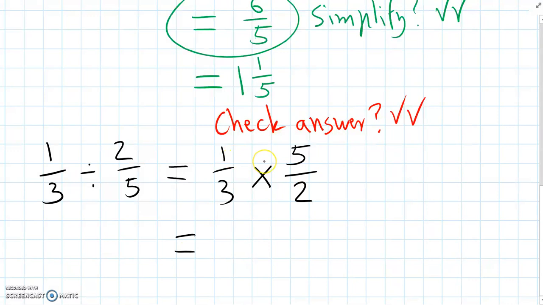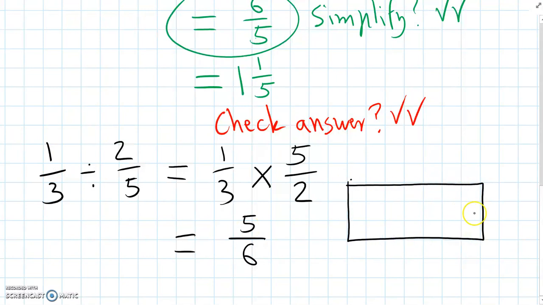And now we're multiplying, so we have 1 times 5 is 5, 3 times 2 is 6. So 5/6 is the answer to 1/3 divided by 2/5. Which means we can't fit 2/5 inside a third. We have a little bit less. And we can compare that with a fraction wall to double check. We'll have thirds and then fifths.